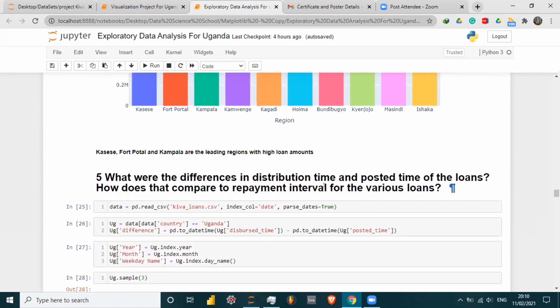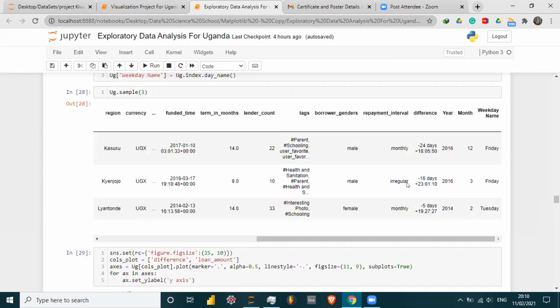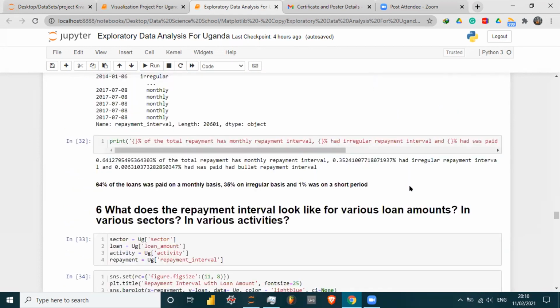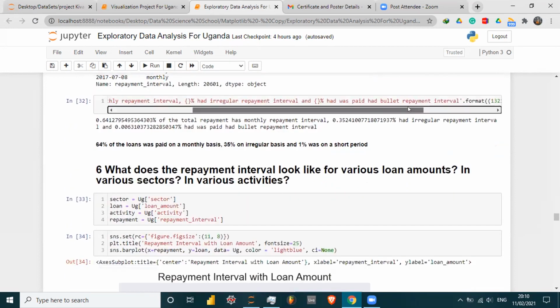How does that compare to the repayment interval for the various loans? On that part, I did some calculation here, and I said 64% of the loans were paid on a monthly basis, 35% on a regular basis, and 1% on a short period. So the short period was for the ones that were bullet.